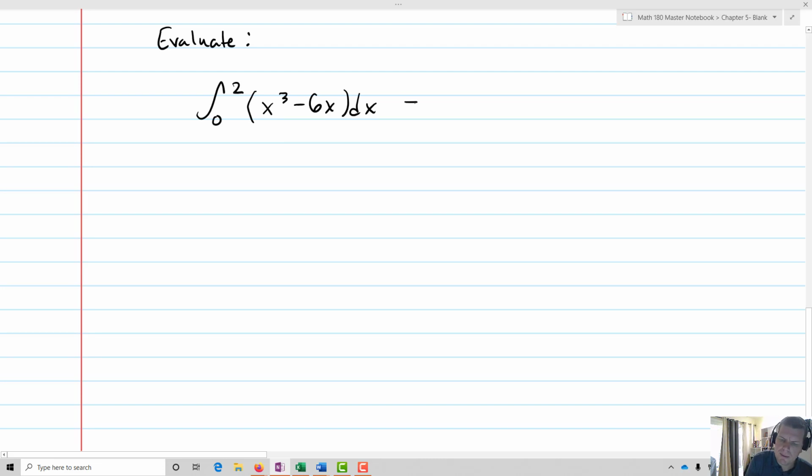First, I'm going to break up this integral, because I can break it out from 0 to 2 of x cubed, and then minus the integral from 0 to 2 of 6x, and these are both dx. That's one of those rules of integrals that we can do. We can break up subtraction, or bring everything back together via subtraction or addition, and also scalar multiplication. So the antiderivative of x cubed is going to be x to the fourth over 4.